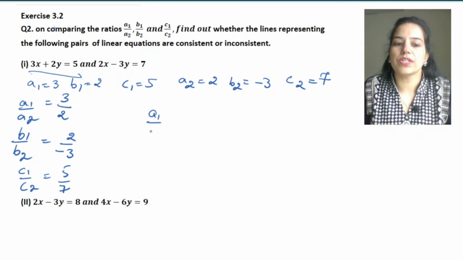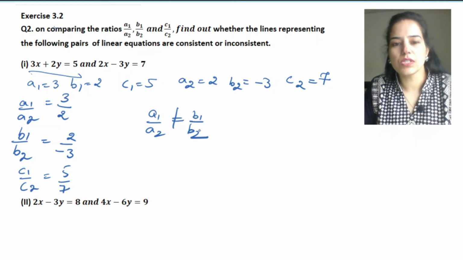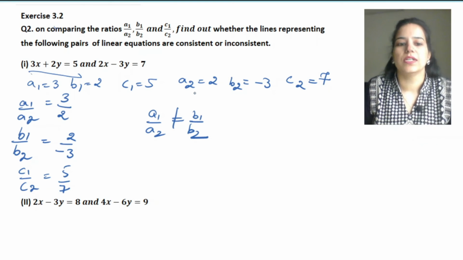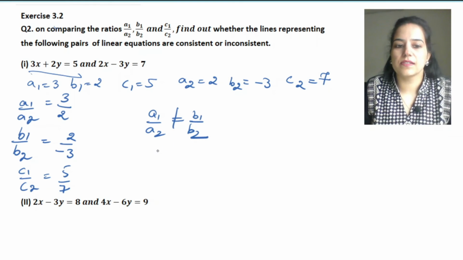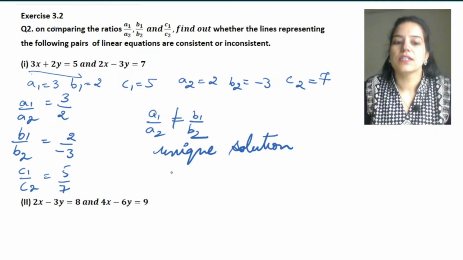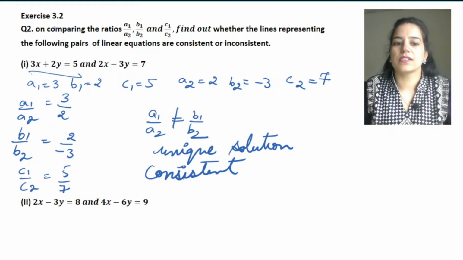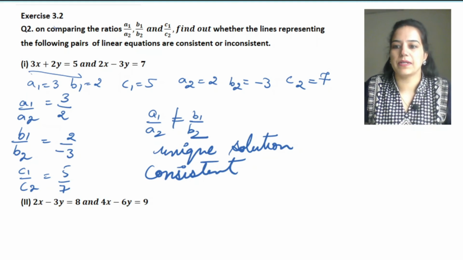So A1 upon A2 is not equal to B1 upon B2. When the first two are not equal, we're not concerned about the third one. So here, yes, there is a solution. There is a unique solution possible, right? And thus we can say they are consistent. Consistent. All right, let's do the second part now.